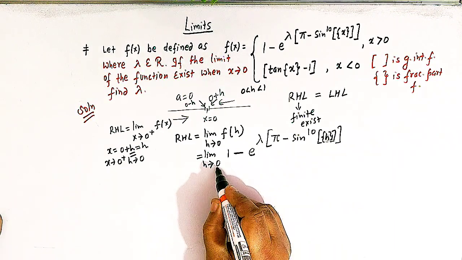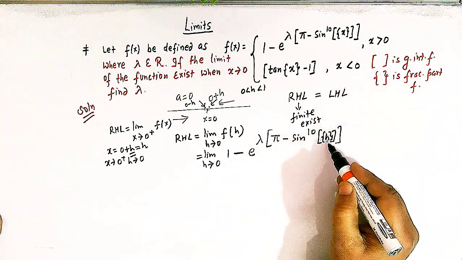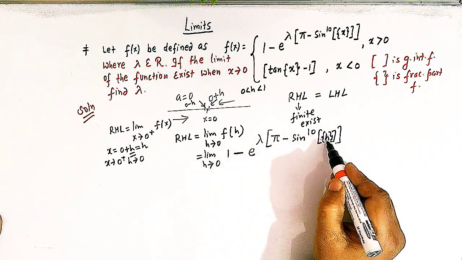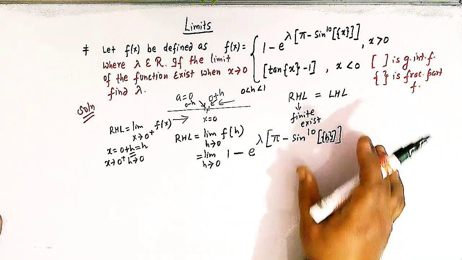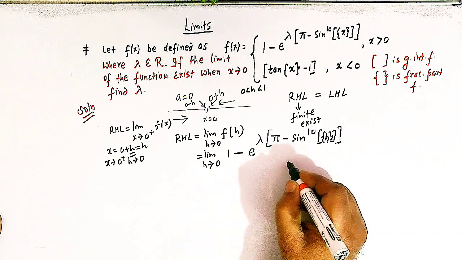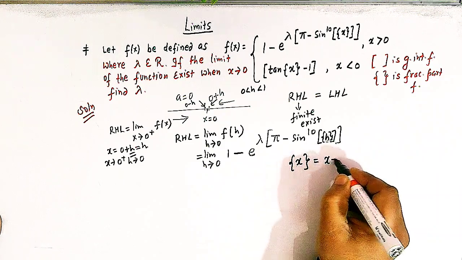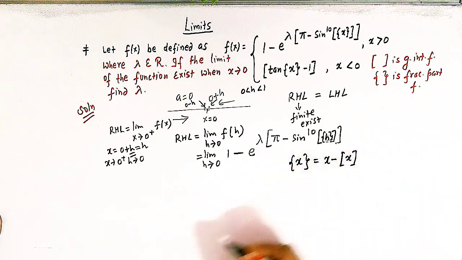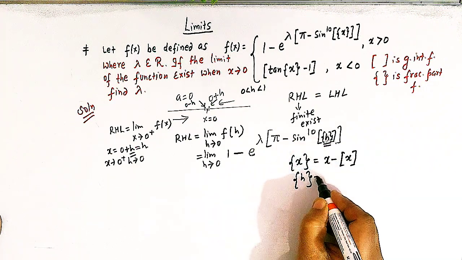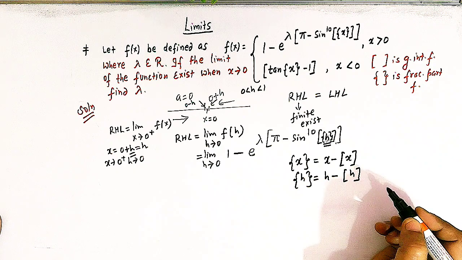So here we have h tends to 0, right? And whenever we have functions like the greatest integer function and fractional part function, we cannot directly write h equal to 0 over here. So we'll make use of the definition of the greatest integer function and fractional part function. We know that the fractional part of x is defined as x minus greatest integer of x. So here we have the fractional part of h. The fractional part of h can be written as h minus greatest integer of h, right?